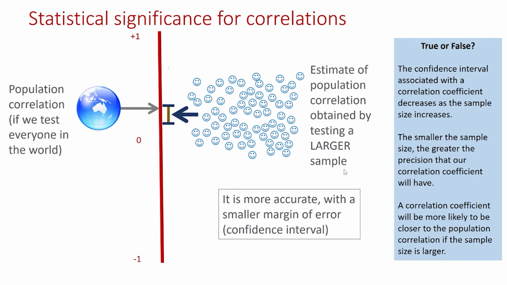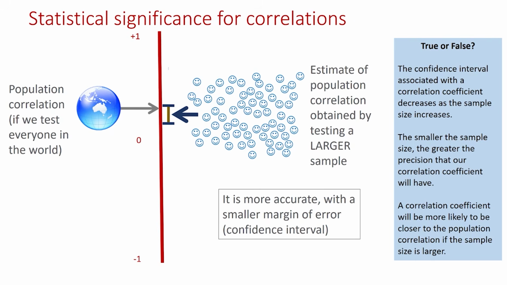Okay, true or false, the confidence interval associated with a correlation coefficient decreases as the sample size increases. So that's true. That's essentially saying the margin of error associated with a correlation coefficient estimate gets smaller and smaller the bigger your sample size is, because it's getting more accurate. The smaller the sample size, the greater the precision that our correlation coefficient will have. So that's false, because small means there's more imprecision, it's less accurate.